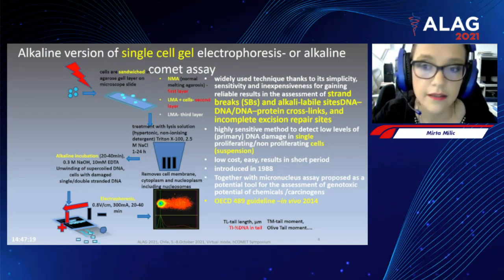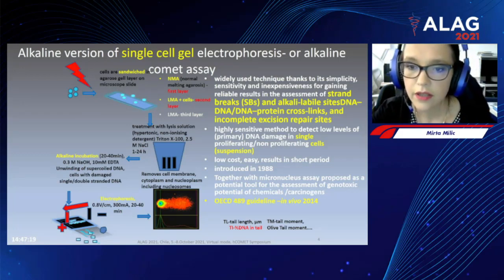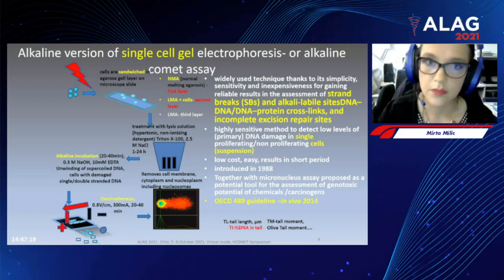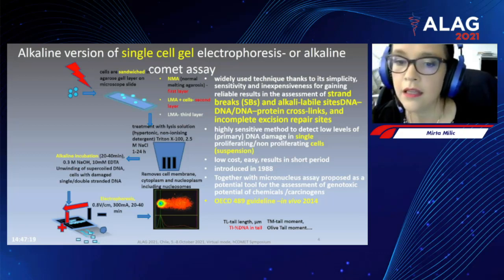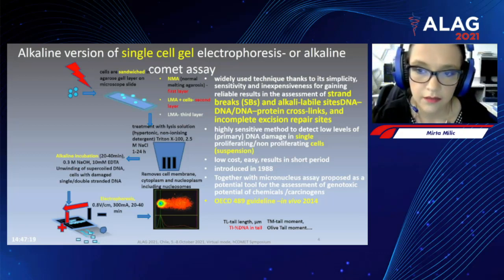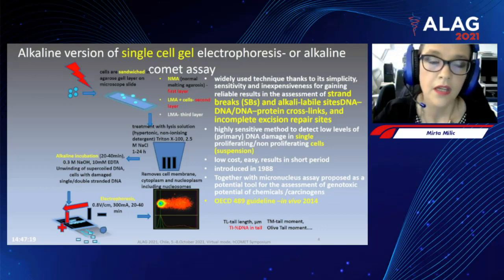It was introduced in 1988, and together with the micronucleus assay, it was proposed as a potential tool for assessment of genotoxic potential of chemicals and carcinogens, and it gained its OECD guideline in vivo in 2014.